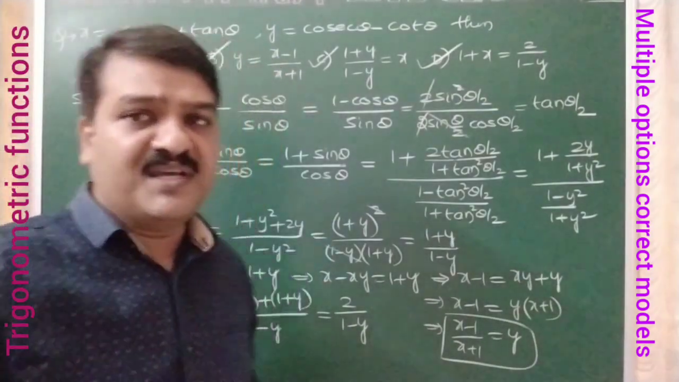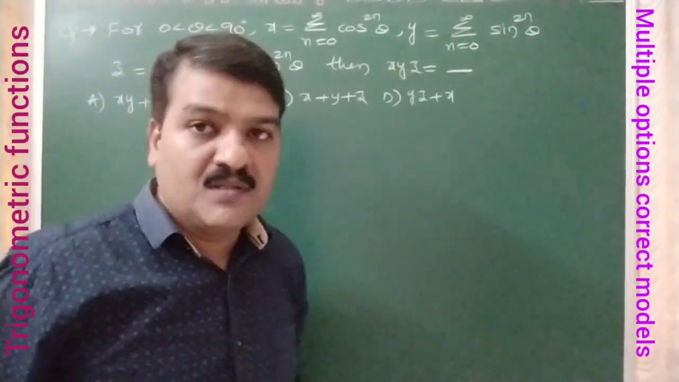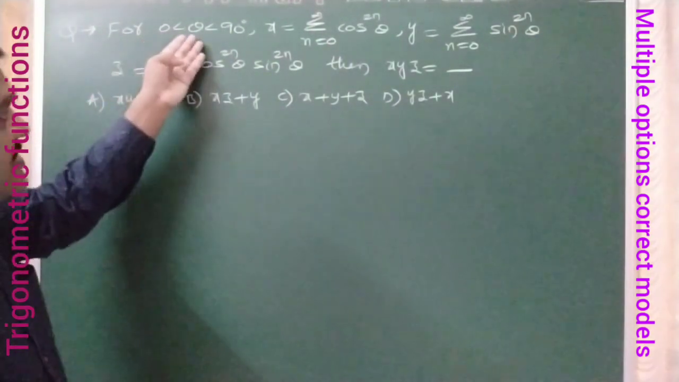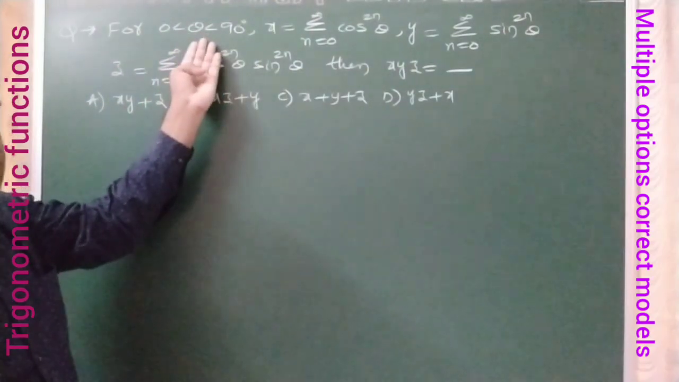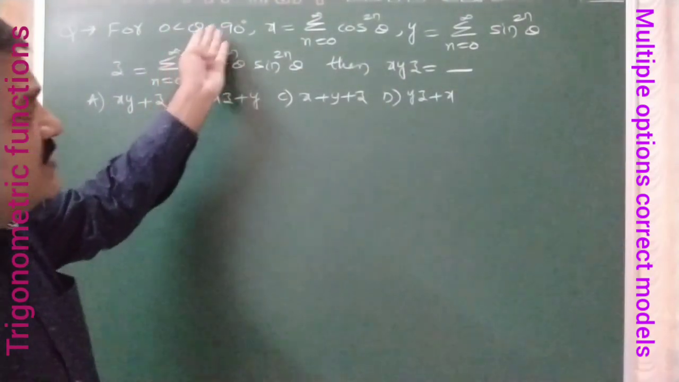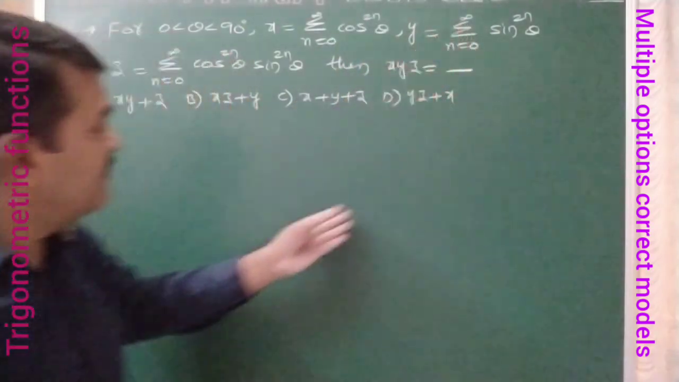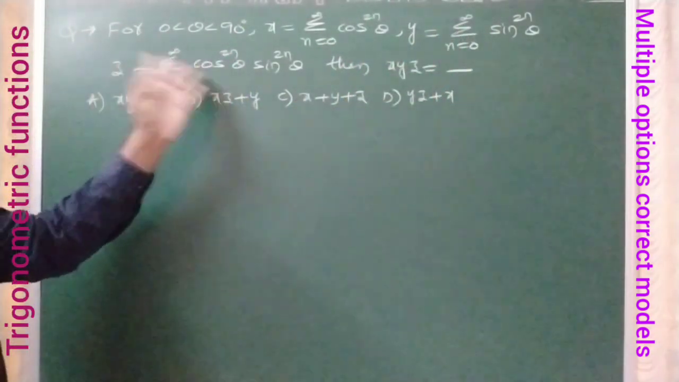Okay, let's move on to the next question now. So the next question I have on board now. Theta is in the first quadrant is the meaning of this. Theta is an acute angle. X is equal to 1 summation we have, y is equal to 1 summation we have, and z is equal to 1 summation we have.